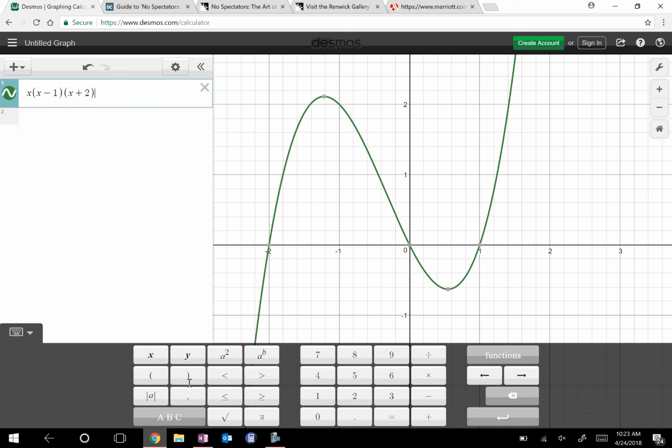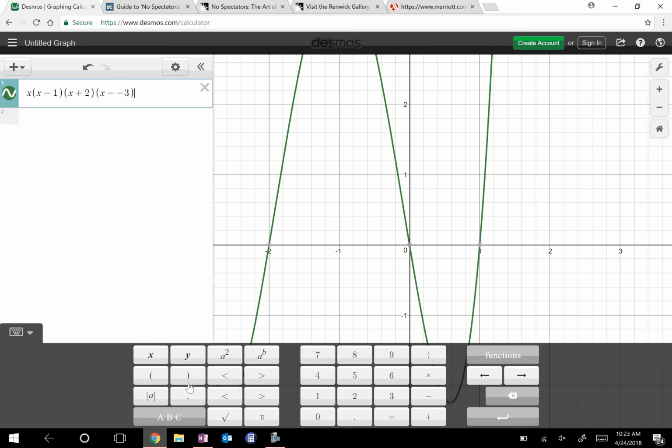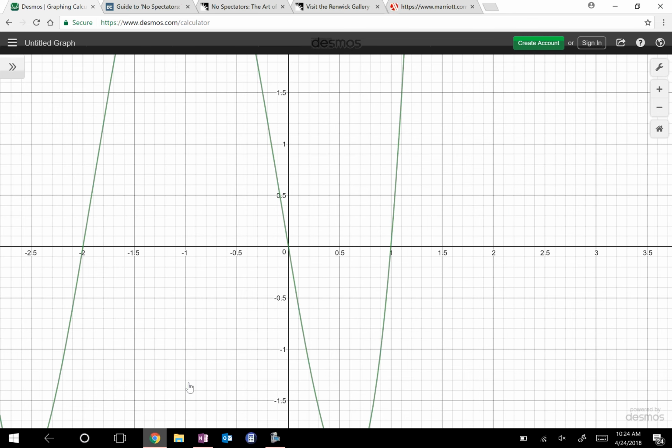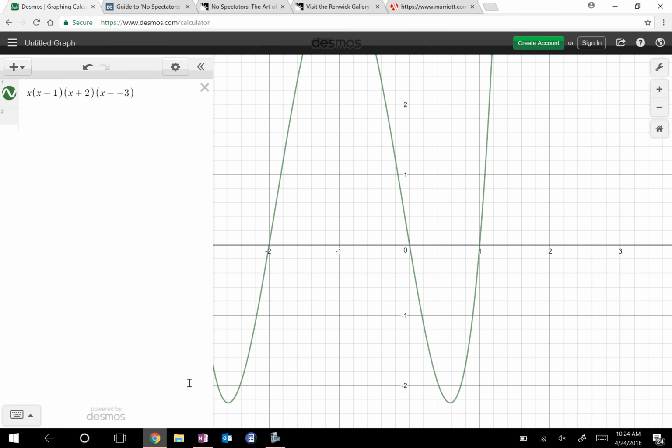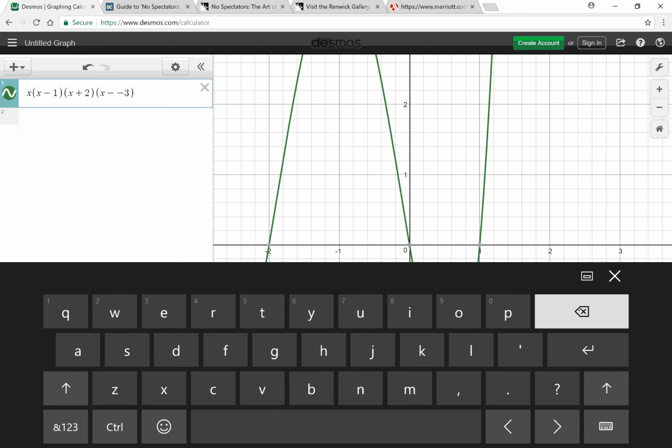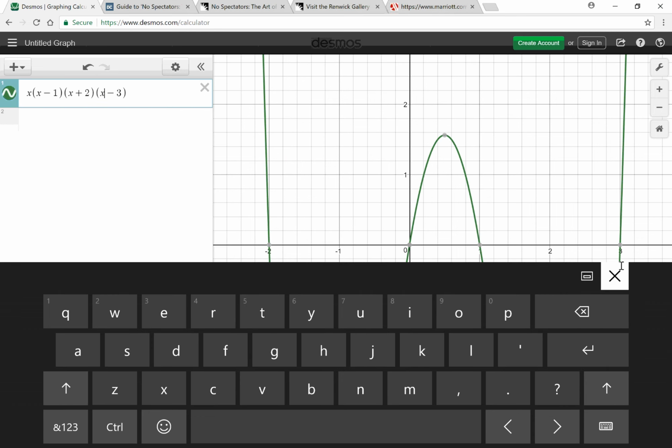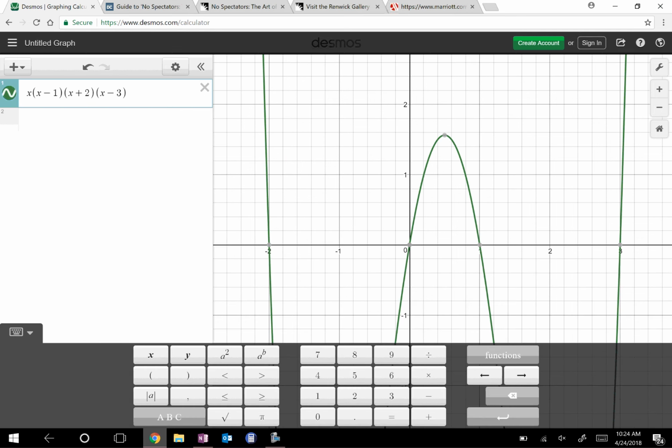So if I wanted to get this to cross right here again, I'm going to loop it back around to cross at positive 3. I can type in x minus 3. Oops, no, look what I did. I typed it minus negative. I typed it twice. And so it's actually crossing at the wrong place. So let me go in and fix that. Backspace. There we go. Okay. Notice now it's crossing at positive 3, positive 1, 0, and negative 2.